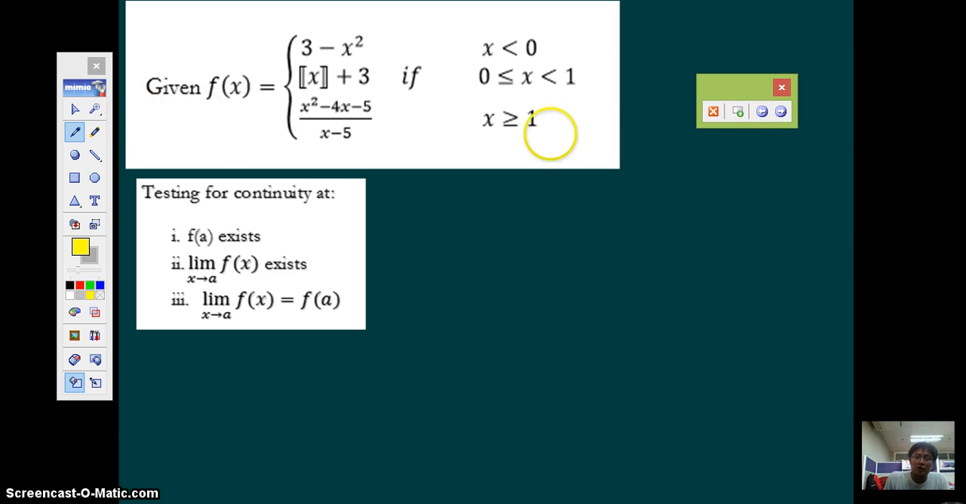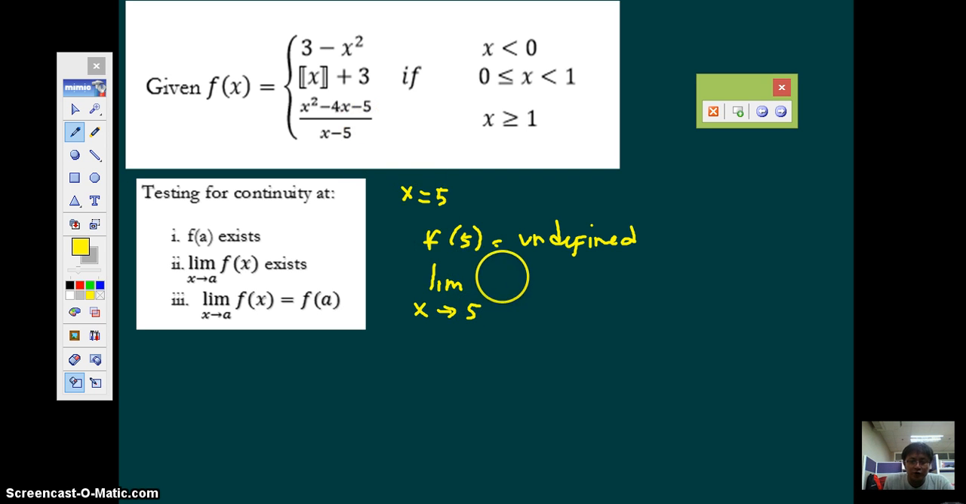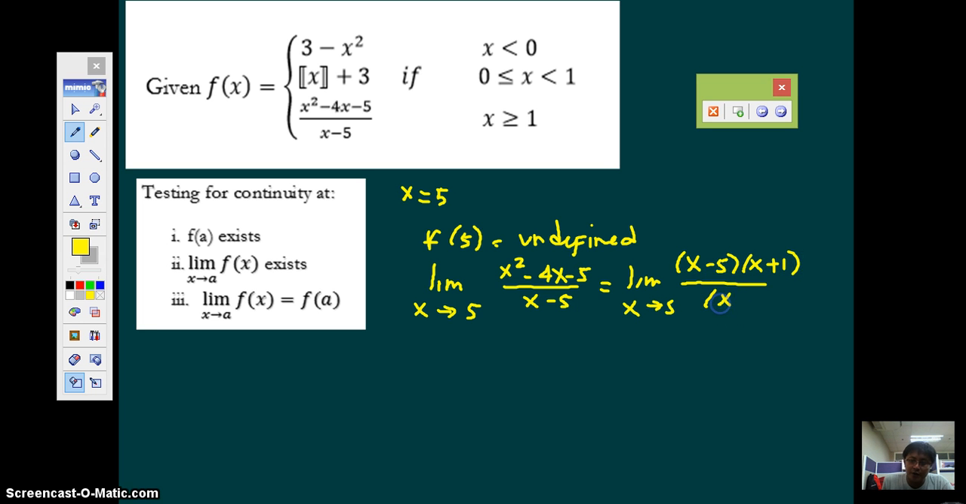The third point, testing for continuity at the value x equal to 5. What is f of 5? f of 5 is undefined because we cannot directly substitute 5 to the third condition. 5 is in the third condition because it's greater than 1, but substituting 5 makes the denominator 0. But checking for the limit, as x approaches 5 it would be the limit of the third condition, x squared minus 4x minus 5 over x minus 5. Although we cannot directly substitute, we can do some manipulation. The obvious manipulation here would be to factor the numerator, which gives x minus 5 times x plus 1. The denominator is x minus 5.